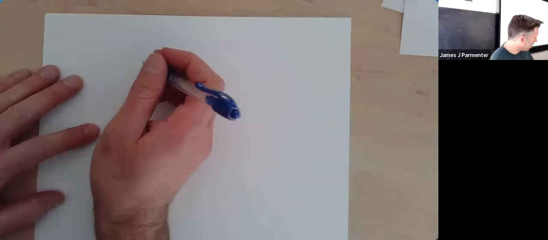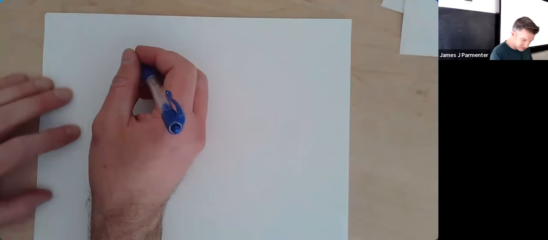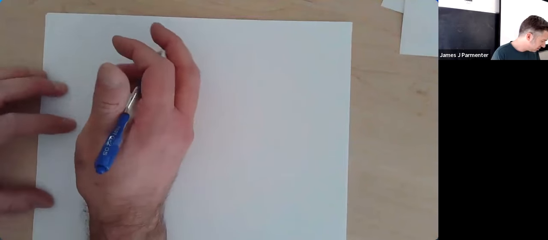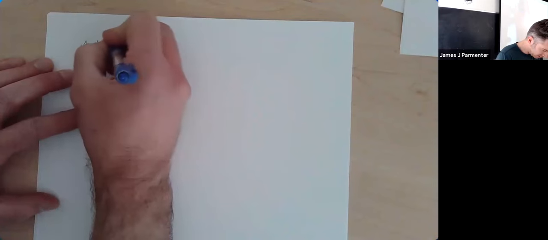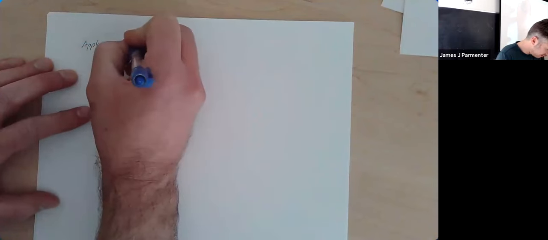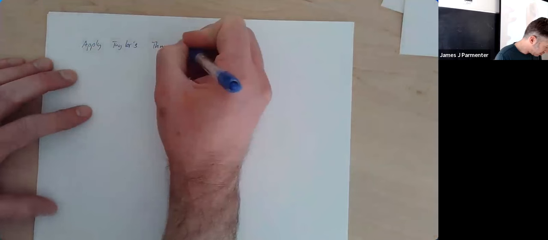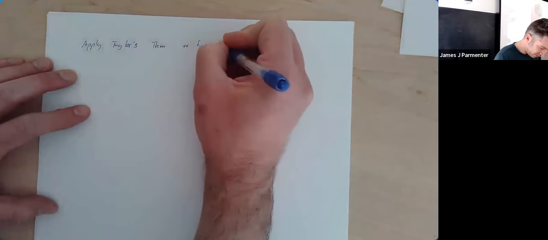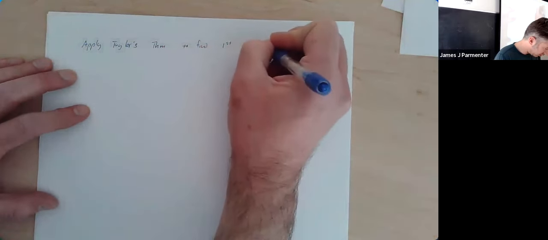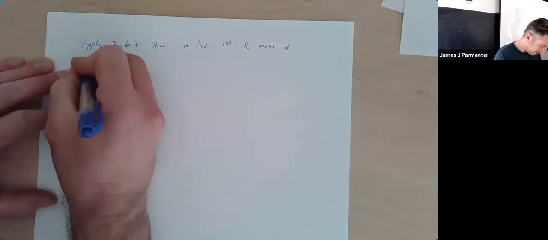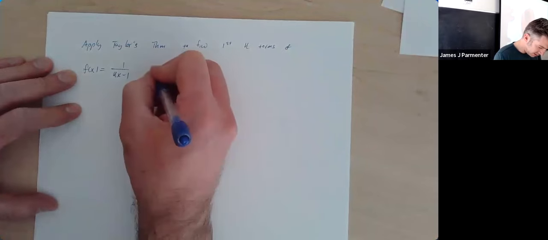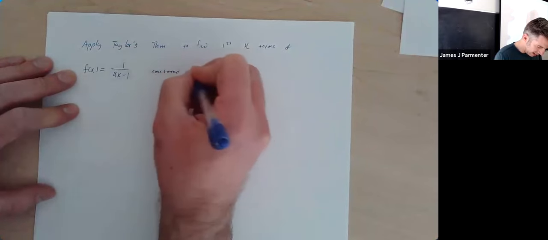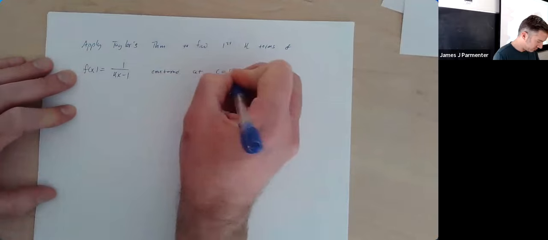So I guess we should do one example where we might actually have to use the formula, because he could actually ask you to use the formula. So let's say we want to apply Taylor's theorem, which is just using the formula, to find the first 4 terms of f of x equal to 1 over 4x minus 1, centered, this is a little trickier, centered at c equal to 1. And then write the general formula.